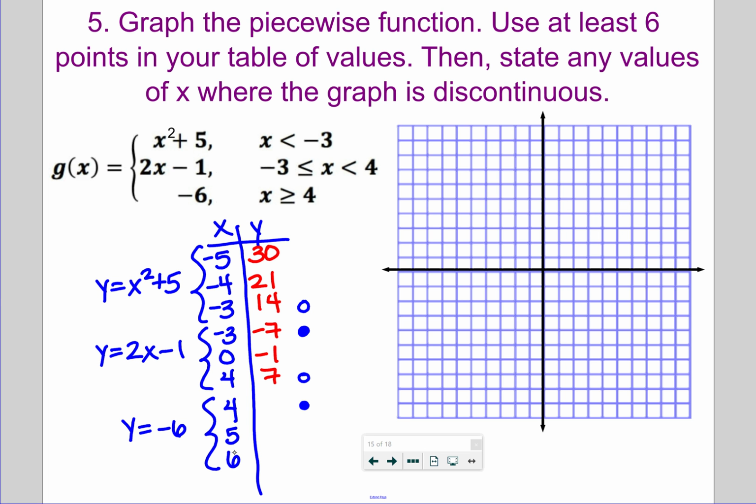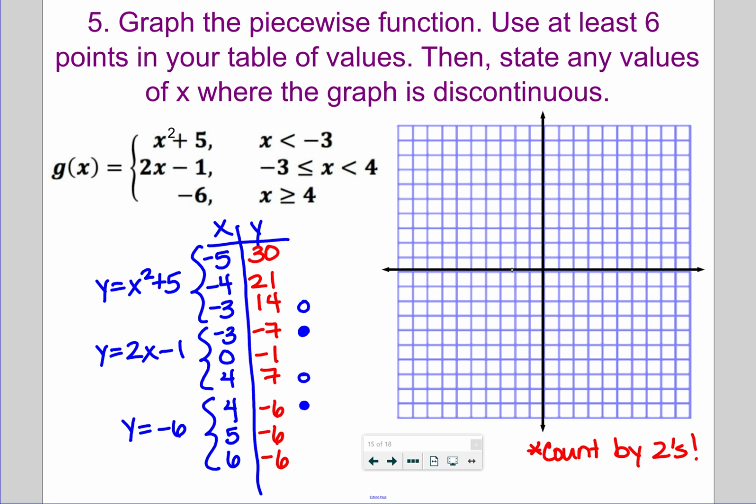Finally, y equals negative 6. There's no x there, which means it's a horizontal line. And no matter what x value I have, I'm going to get negative 6. And again, let's count by 2s on our graph to get everything to fit here. Sorry, that turned out a little gross.